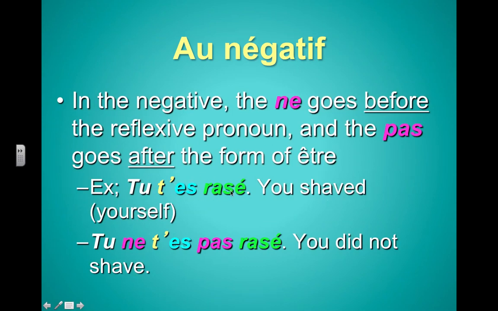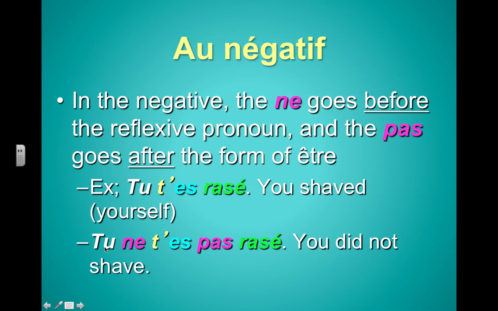So, tu t'es rasé, you shaved yourself. Tu ne t'es pas rasé. Always leave the rasé last, okay? Just like in the passé composé of normal verbs, that past participle is totally unrelated to the negative. The reason is because remember, être is my conjugated verb. That's the one that matches my subject, tu.